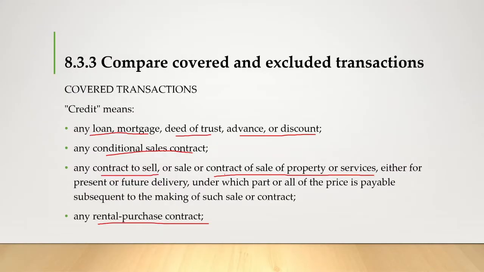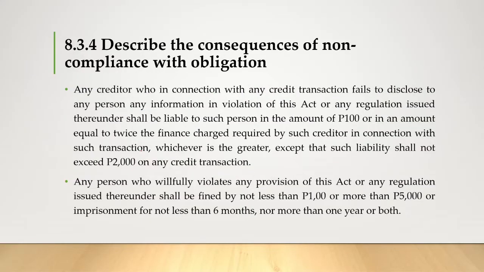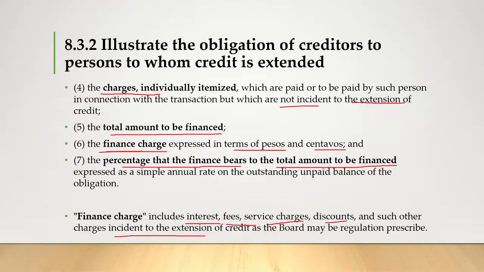Okay, so we're done with covered and excluded transactions. Again, excluded transactions yung credit line for being a preparatory contract to a contract of loan. Now, what are the consequences of non-compliance with the obligation? Ang obligation kasi ng creditor, there are 7 statements, diba? From the cash price all the way up to the yung percentage. So 7 dapat yung i-disclose ni creditor.